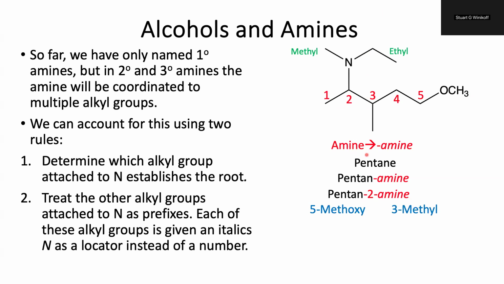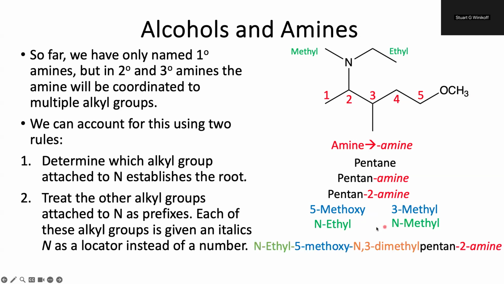So my substituents include both the traditional methoxy group at the 5 position and a methyl group at the 3 position. But it also includes those N groups, so that N-ethyl and that N-methyl. So now I have to add all 4 of these as prefixes before my pentan-2-amine root name. To do so, we're going to name them alphabetically. So we go ethyl, then methoxy, but we have a little bit of fun here at the end because I have 2 methyl groups.